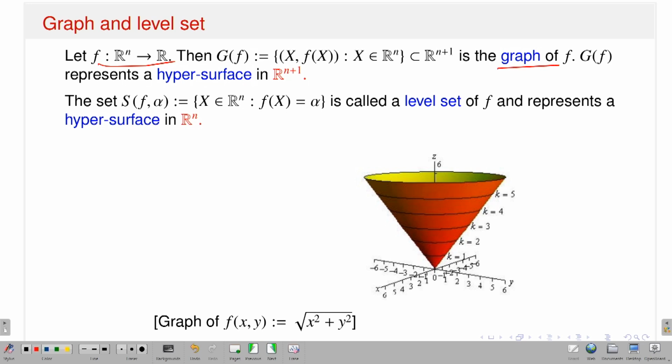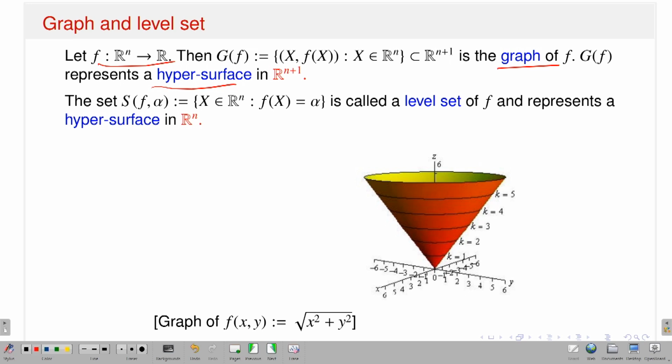This is called the graph of f, and for the graph of f you can have a kind of picture in n plus 1 dimensional space. Of course, it cannot be visualized, because it is more than 3 dimensions. So, the graph of f represents a hypersurface in R^(n+1). If I have a function from R^n to R, the graph of f is a subset of R^(n+1), and it represents a hypersurface in R to the power n plus 1.